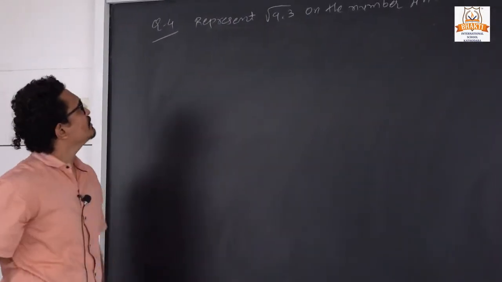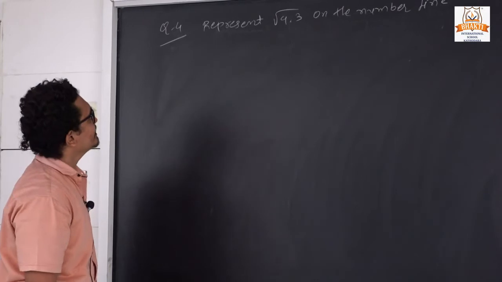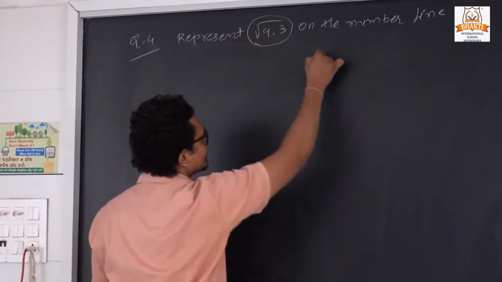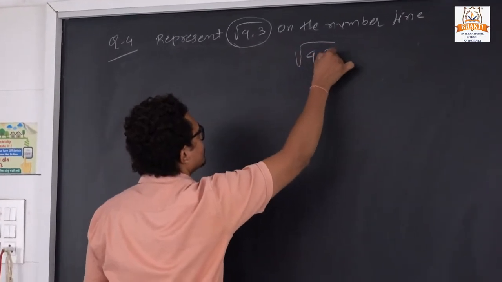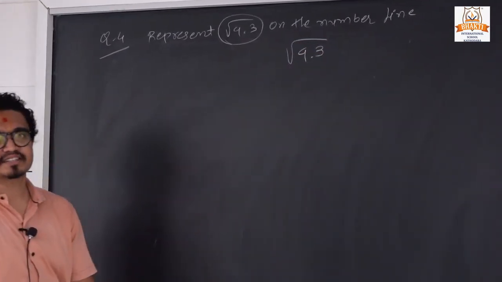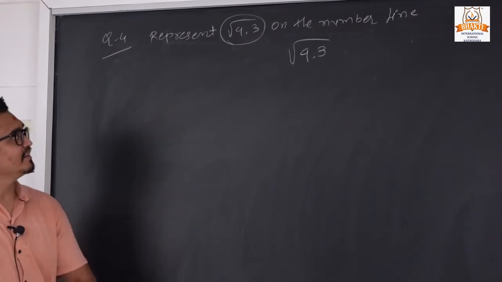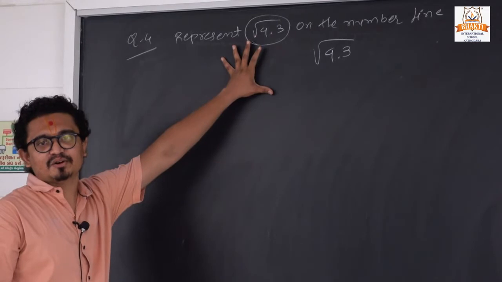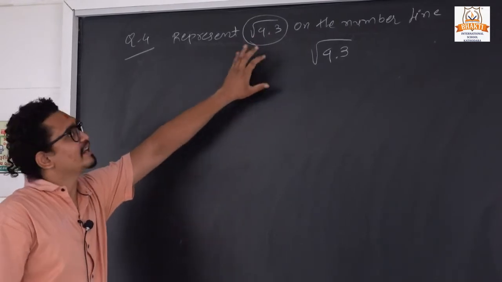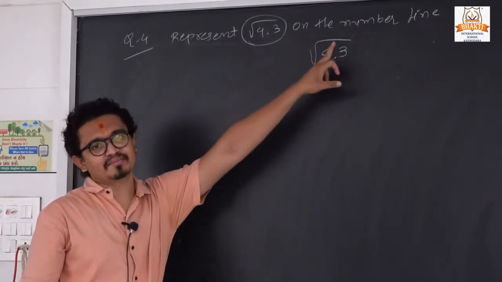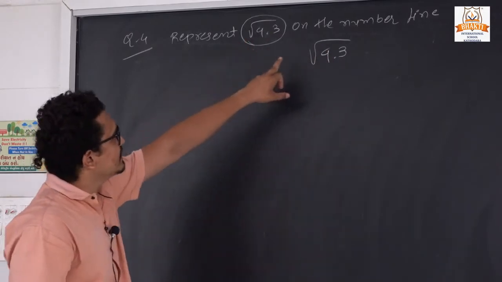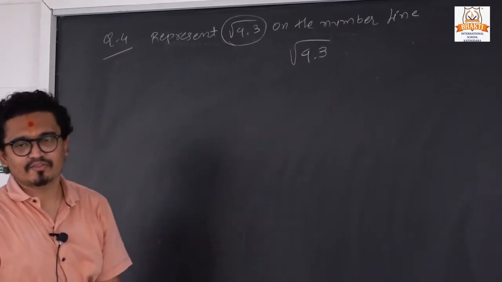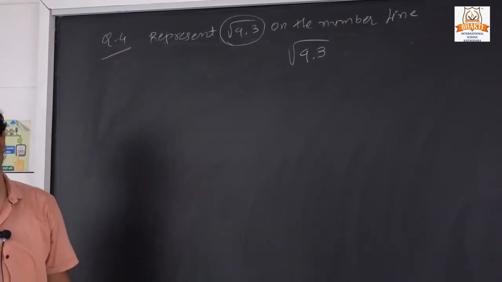In question number 4, they are saying: represent under root 9.3. Under root 9.3. Now in exercise 1.3, they are directly giving the value like 4.216 or 3.126. But here it is under root. So we can represent that under root value on the number line. For that we have one method.